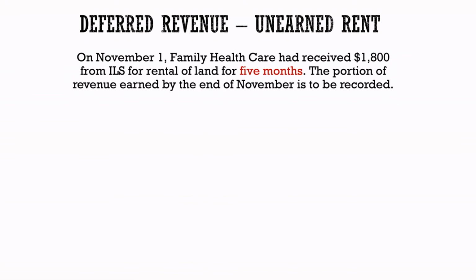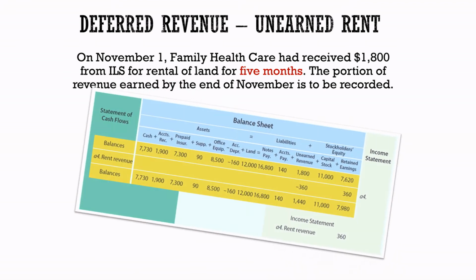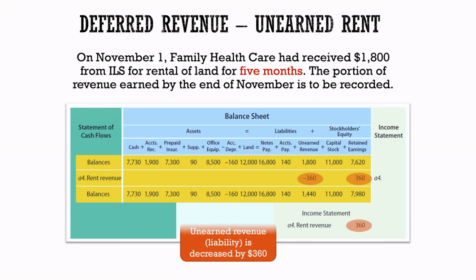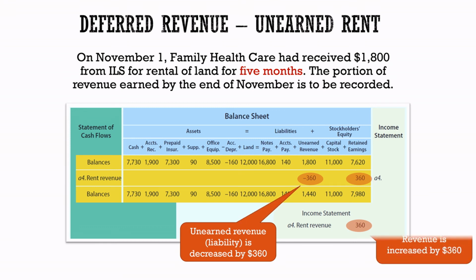On November 1st, Family Healthcare had received $1,800 from ILS for rental of land for 5 months. The portion of the revenue earned by the end of November would be 1/5 of $1,800, or $360. Unearned revenue decreases and retained earnings increases by $360. In addition, rent revenue increases by $360 under the income statement column.